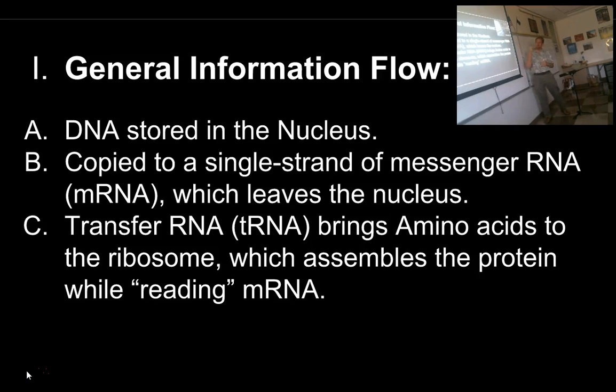So the ribosome makes the protein, and it does so by bringing amino acids. Remember, amino acids are the building blocks of a protein. It's the monomer of a protein. It brings amino acids to the ribosome, and they are attached to little bits of information on transfer RNA molecules.